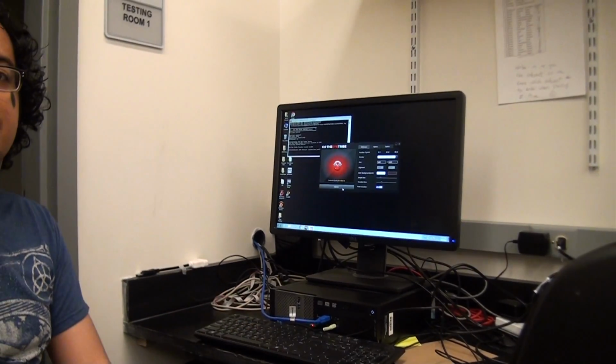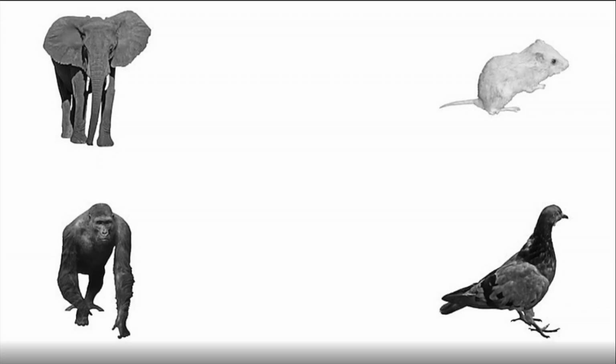It's based on the location, so we have images in 4 locations, on each of the corners of the screen, and we're trying to see which one people remember most.